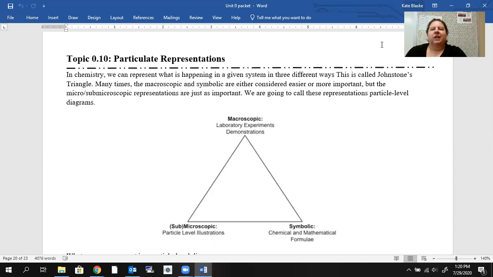We're going to talk about particulate representations. There's lots of different terms used for these representations. I call them either particulate representations or particle level diagrams. But if we think about chemistry in a broader sense, there are multiple ways to describe the same thing that's happening.